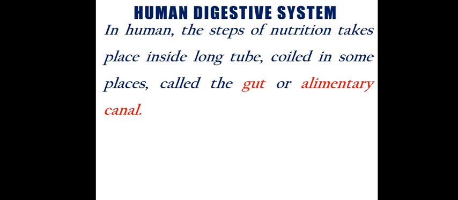So remember, this gut is also known as the alimentary canal. Sometimes it is also known as alimentary gut. So these are common names. The gut or alimentary canal is a long tube present inside the human body, in which all 5 processes of nutrition take place.